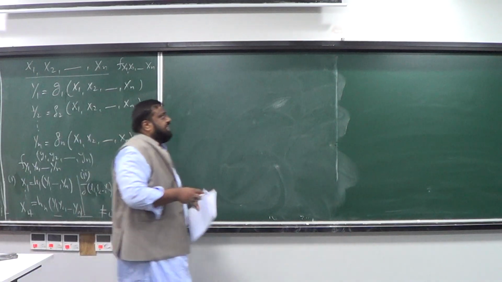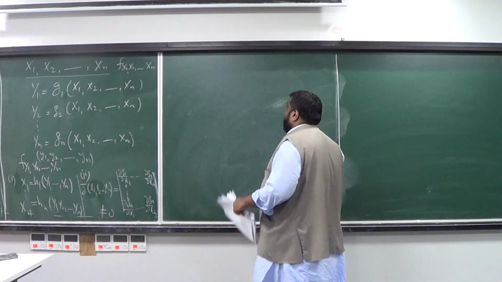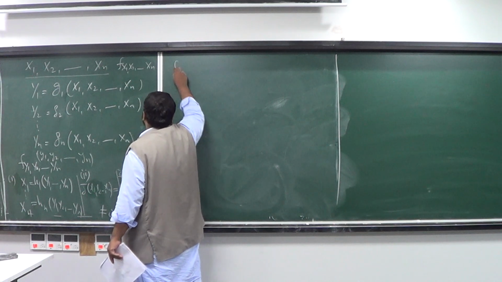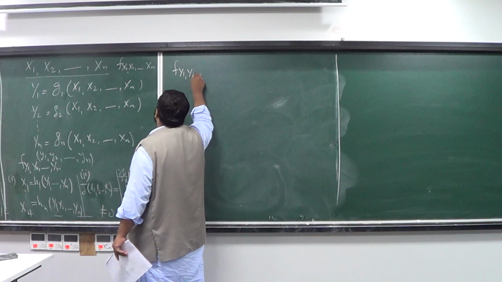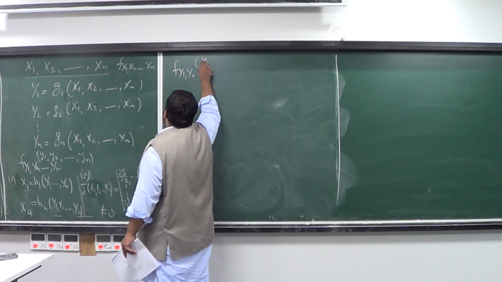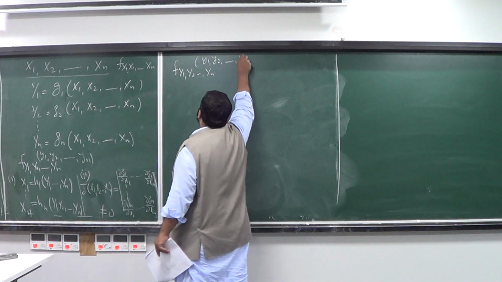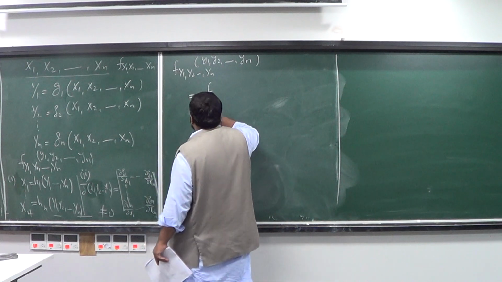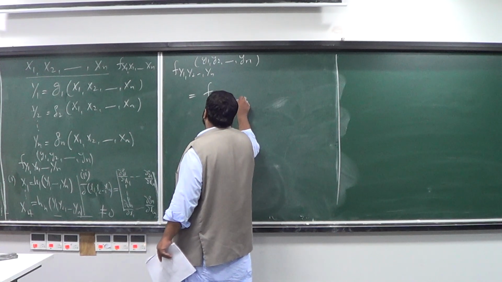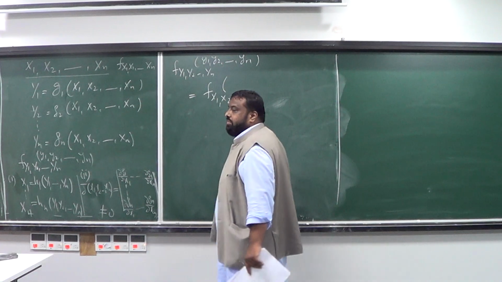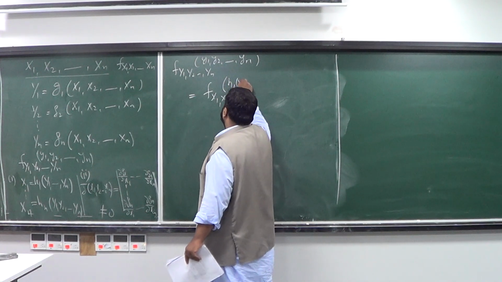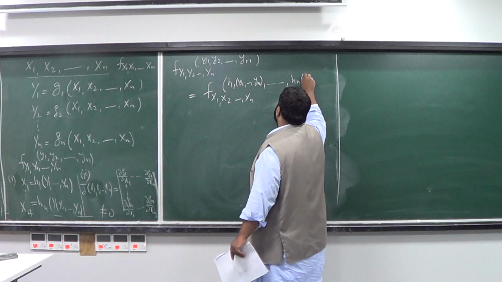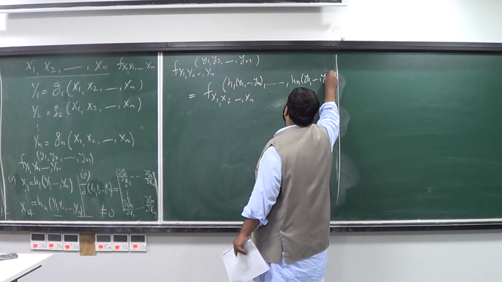And what would be the recipe? The recipe would be precisely the same as what you have, for example, previously. In other words, the joint PDF of y1, y2 up to yn should be equal to what? The PDF of x1, x2 up to xn evaluated at h1 of y1, y2, yn up to hn of y1, y2 and yn.